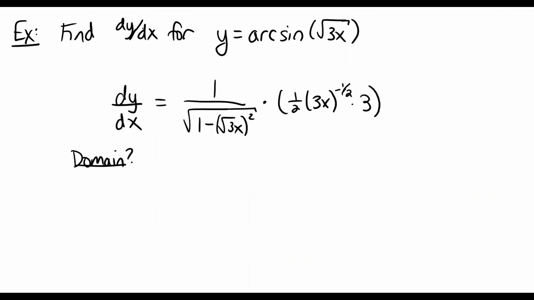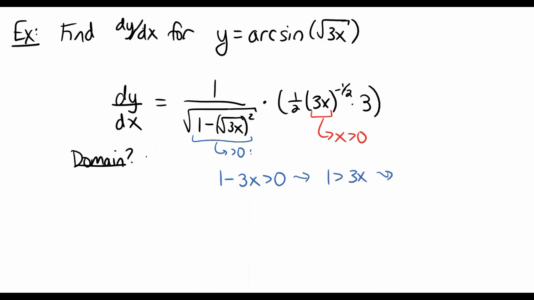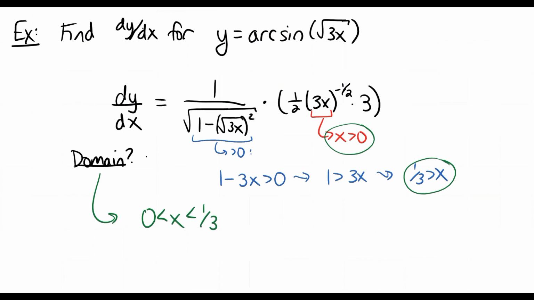Let's quickly observe the domain of this derivative function. Since we need positive numbers inside the square roots, x must be greater than 0. Inside the bigger square root function, we need that the square root of 3x is smaller than 1, so 3x must be greater than 0 and less than 1, so the domain is x between 0 and 1/3.